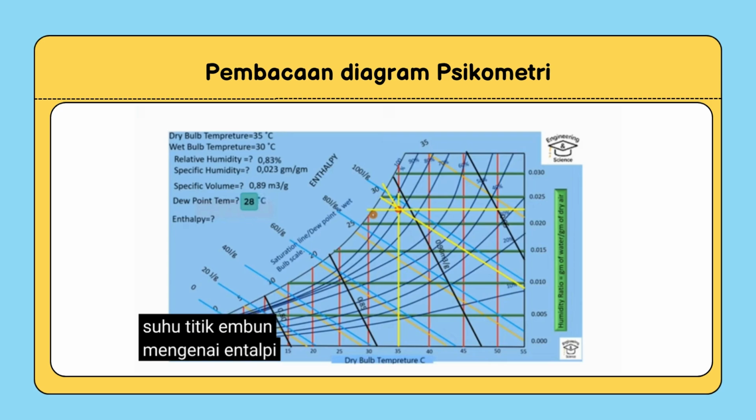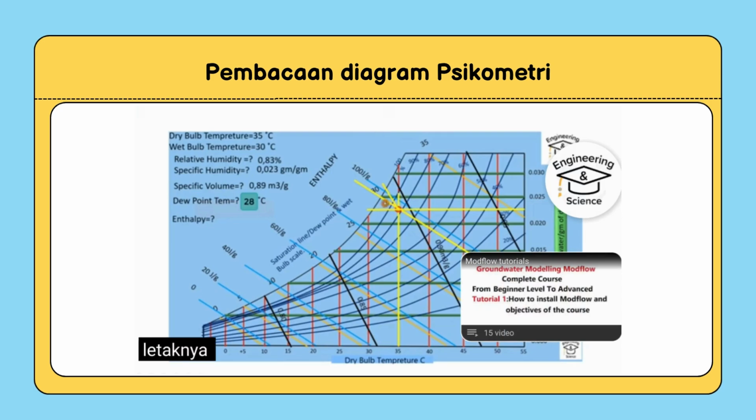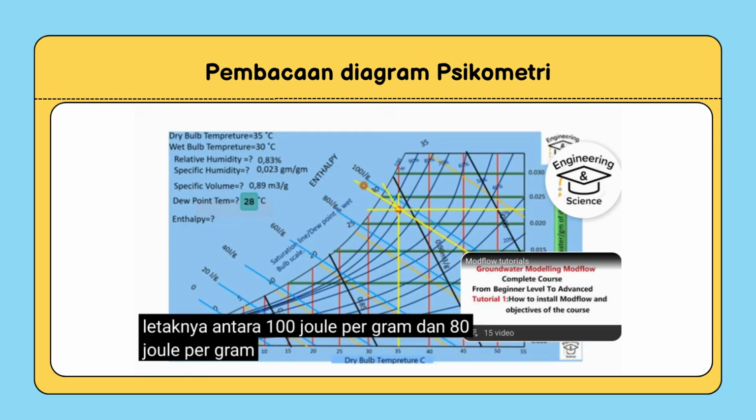Regarding enthalpy, the white-blue lines represent enthalpy. Draw a line parallel to the enthalpy lines. Now it's 100. It lies between 100 joule per gram and 80 joule per gram. It's about 96 joule per gram.